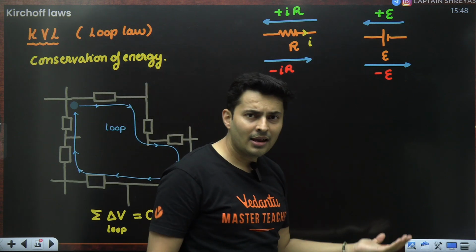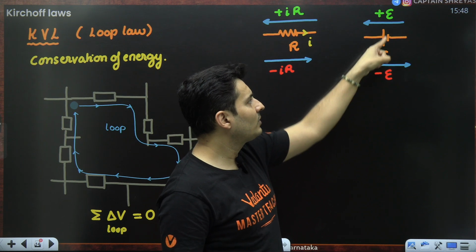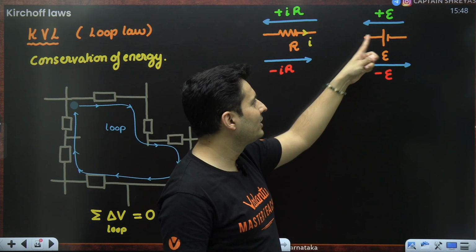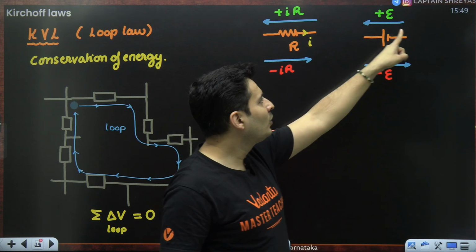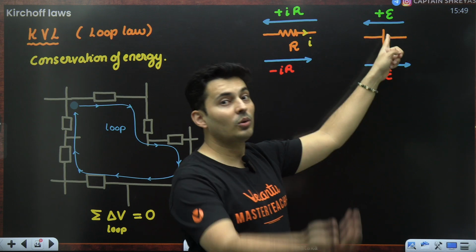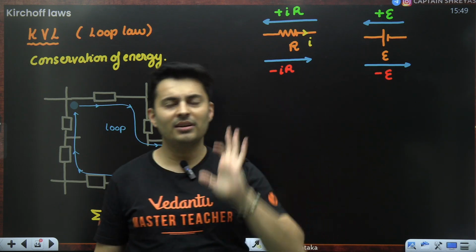But for a battery, it is in fact even easier. The longer line is positive, the shorter is negative. If you go from positive to negative, obviously you are going to negative, so negative E. If you go from negative to positive, you are going to positive, so it is positive E, E being the EMF of the cell.